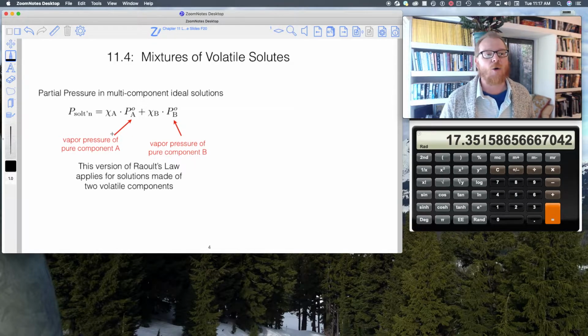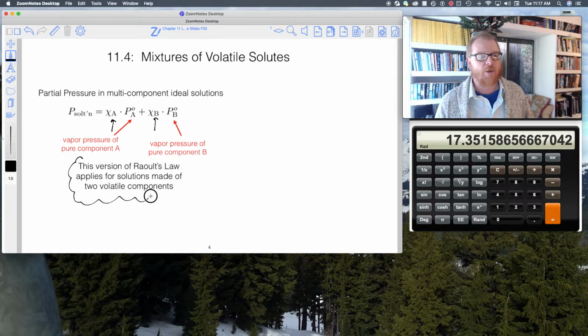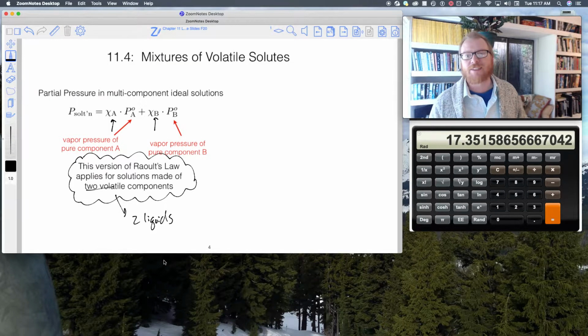So we now have to calculate the mole fraction of A and the mole fraction of B. We have to multiply those mole fractions by their respective pure vapor pressures, add them together, and now that's going to give us the vapor pressure of the new solution. Okay, so again, this version of Raoult's law applies to solutions made of two volatile components. So basically what that means is two liquids, if I mix two liquids together.